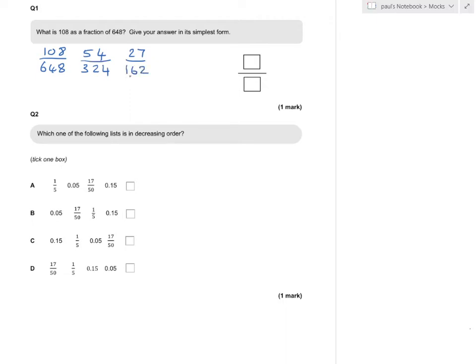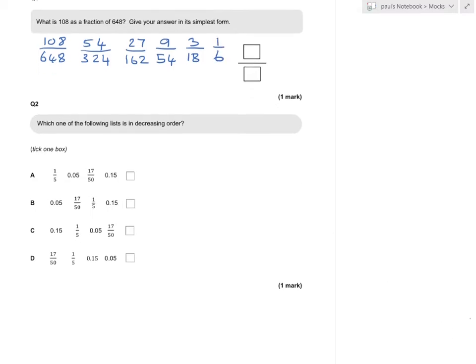Can we divide that by 3? Yes, we can. That's 9 over 54. Can divide that by 3 again. So it's 3 over 18, and divide it by 3 again, 1 over 6. Got there in the end.